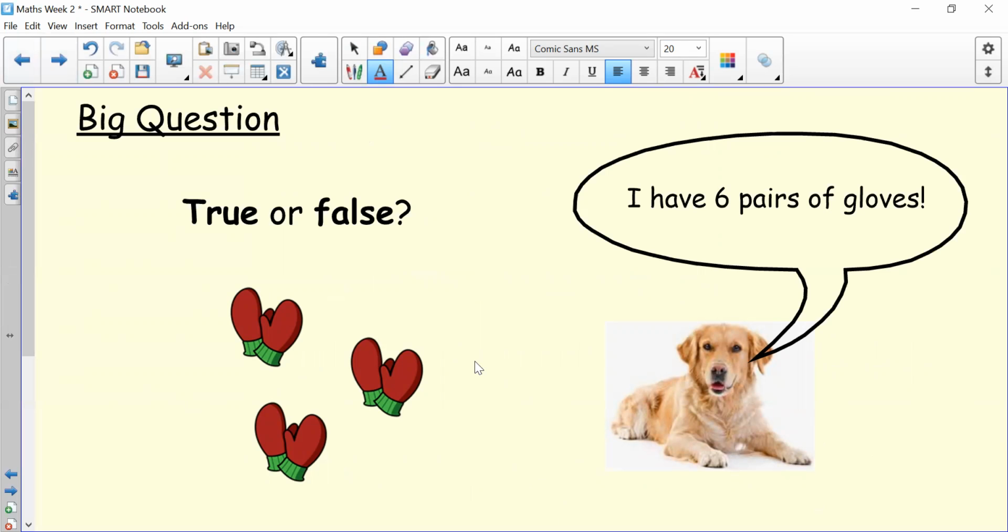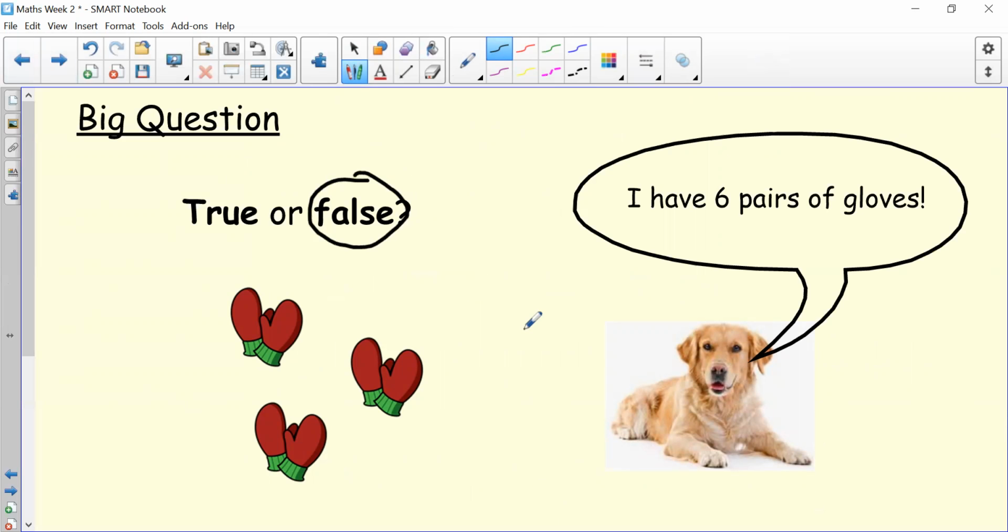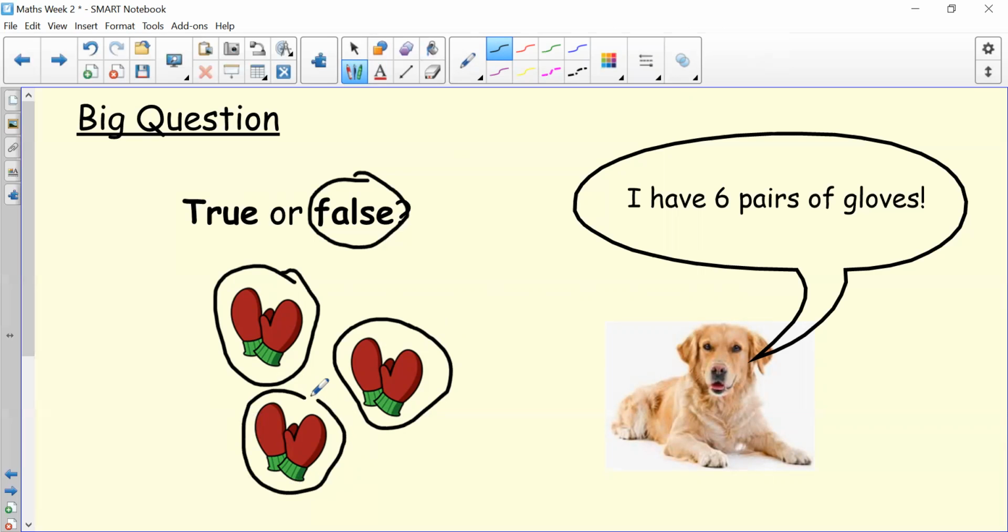Okay, Stevie says, I have 6 pairs of gloves. Is that true or false? Pause here to have a think and see if you can give your reasoning. Okay, so it is false, I'm afraid, Stevie. You do have 6 gloves, but you don't have 6 pairs of gloves, because remember, a pair is something that comes in 2. So this is not 2 pairs of gloves, this is 1 pair of gloves. Then we have another pair and another pair. So how many pairs of gloves does Stevie have? That's right, she has 3 pairs of gloves.